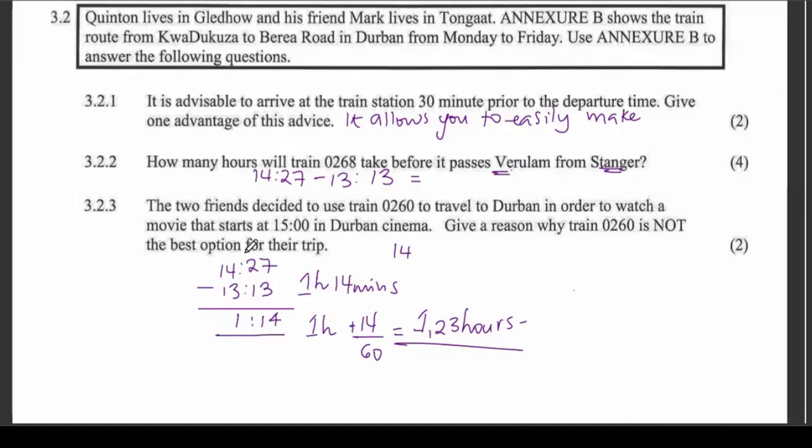Okay, let's come back to a question here. The two friends decided to use the train to travel to Durban in order to watch a movie that starts at 3 at the Durban cinema. Give a reason why the train is not the best option for the trip. Remember, they're from their places. They're going to go to Durban. Let's go and see the timetable.